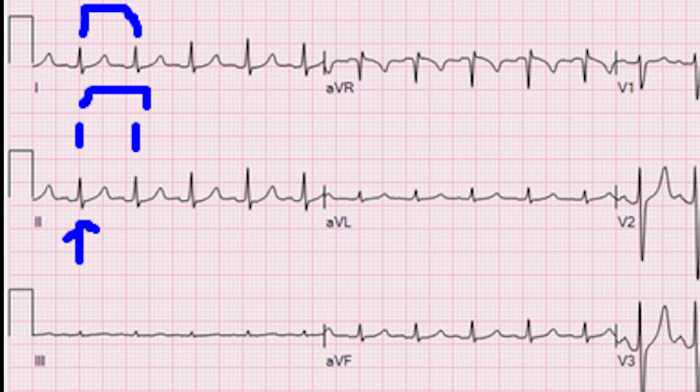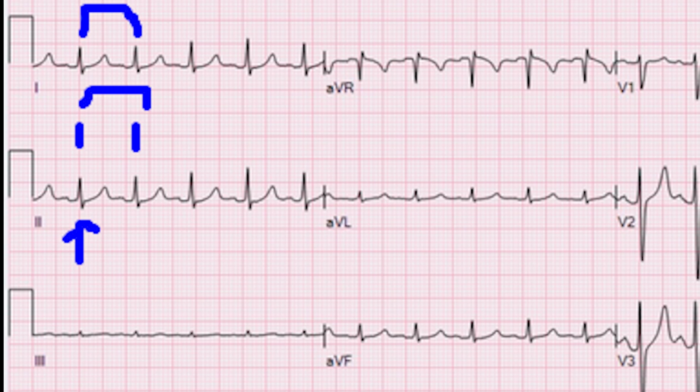If it's 3 boxes, then it would be 100 beats per minute because you would take the reference number 300 and divide it by 3. What we'll do is choose a beat or a QRS that's just in line with the pink line. So as you can see, I drew an arrow to one that's matching up with the pink line.